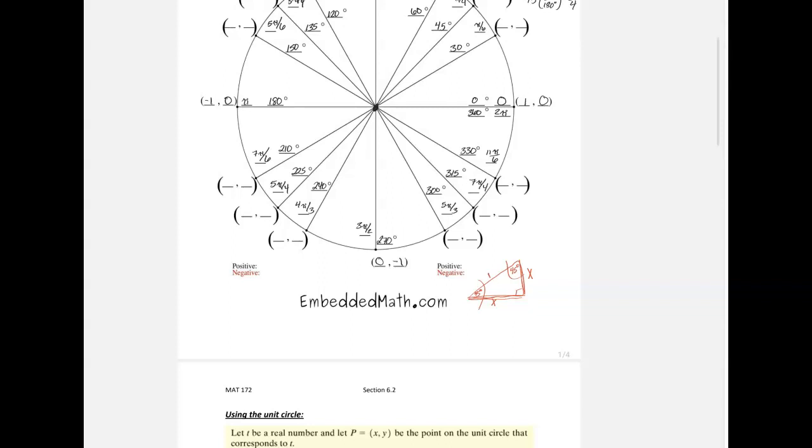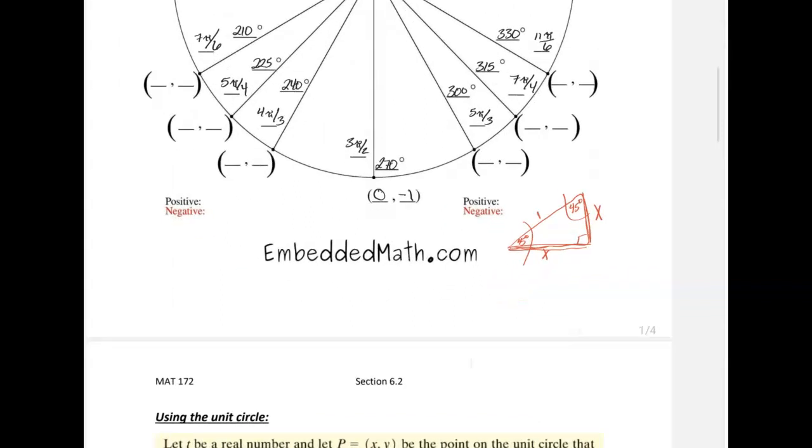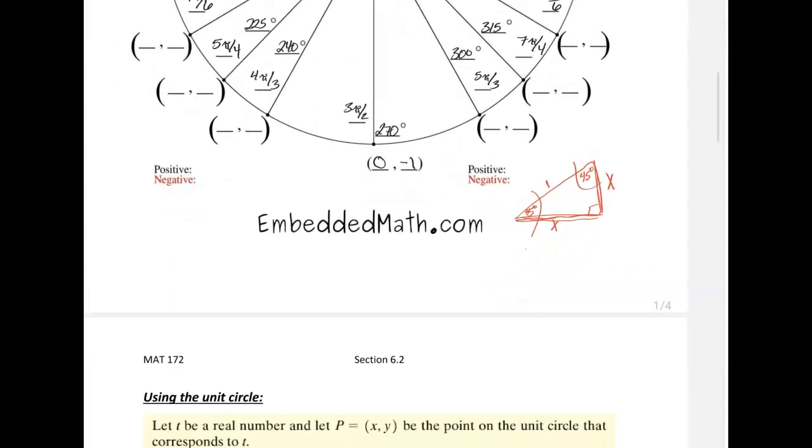Now, we have a formula that ties everything together, and that is the Pythagorean theorem. The Pythagorean theorem says a squared plus b squared is equal to c squared. Here, I'm going to let x be my a squared, and x, again, is going to be my b squared. And that's going to be equal to my hypotenuse, which is 1 squared. So I have 2x squared is equal to 1.